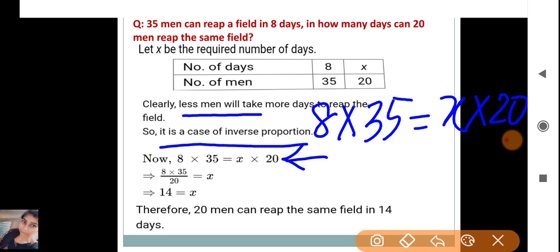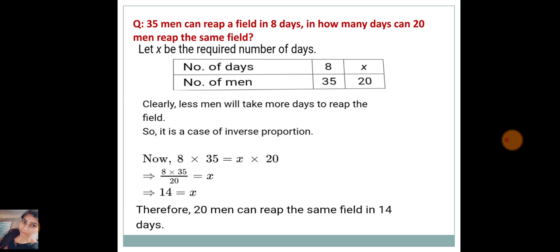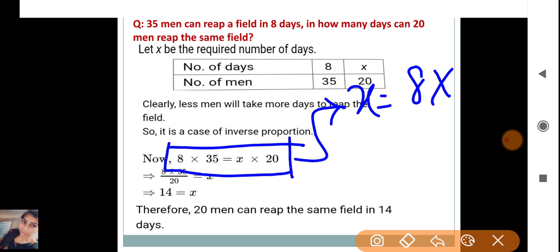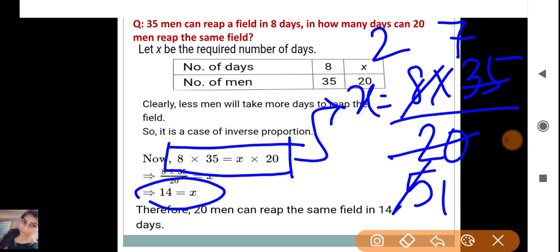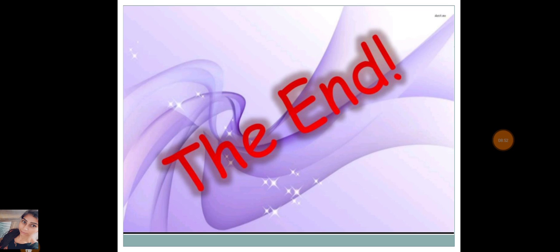Now if I need to find out the value of x, x will be equal to 8 multiplied by 35 divided by 20. So 4 twos are 8, 4 fives are 20, 5 ones are 5, 5 sevens are 35, so 7 twos are 14. So that means when 20 men are there, they can reap the same field in 14 days. Now with this, we have completed the second part of this chapter, that is inverse proportion. Thank you.